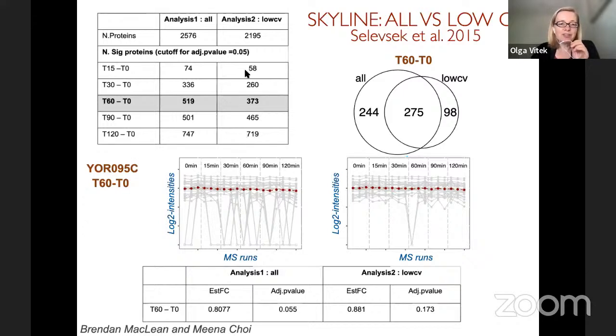I would argue that biology is more likely to be smooth and consistent rather than jumping up and down. And so even though we lost some proteins, I'm guessing that this is probably more reliable than this type of differential abundance. Now, if we focus on a particular time point, we compare time 60 versus zero. Well, quite a bit of agreement between them, but also some proteins were detected as changing only with all precursors and some only with low CV. So it matters, right? The data processing matters.